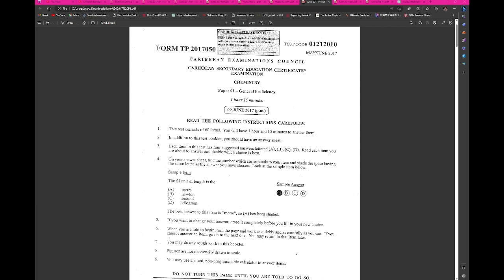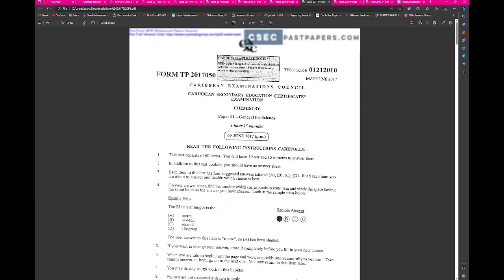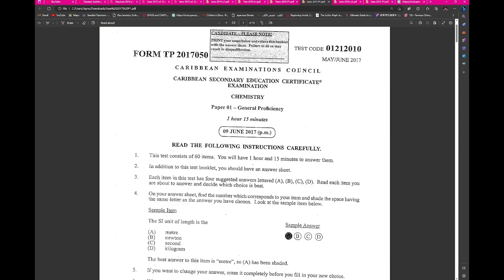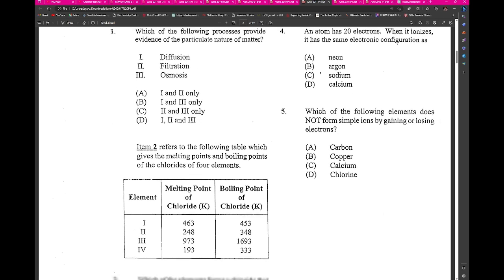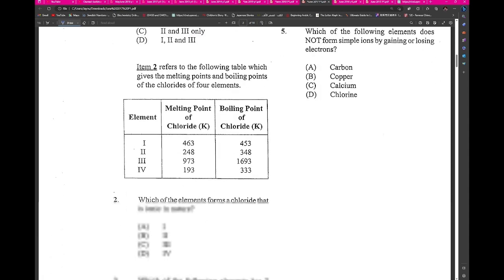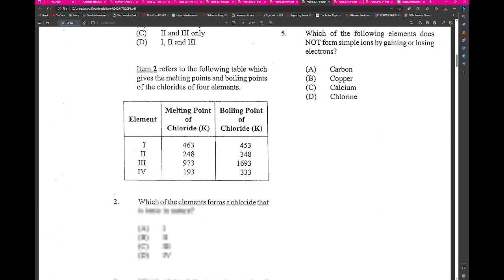Now let's have a look at the chemistry CSEC May-June 2017 paper 1. Which of the following processes provide evidence for the particulate nature of matter? Diffusion and osmosis. Right, so 1 and 3. Alright, so we've done some of these questions before, so we're just going to be looking at them.